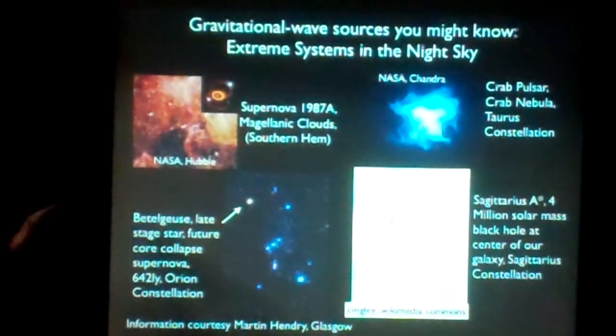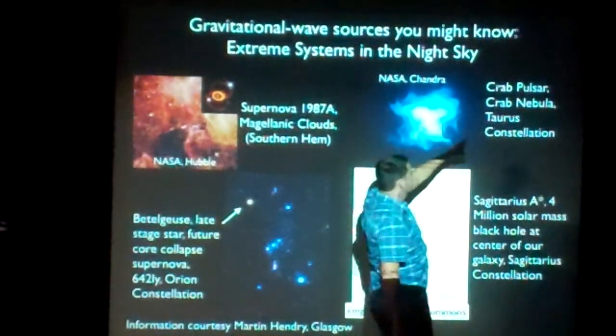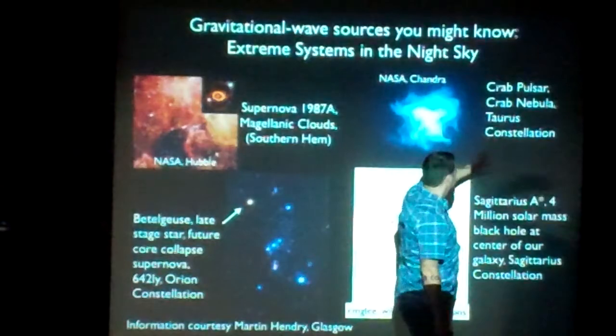That would have emitted gravitational waves, and we had gravitational wave detectors at the time, but they weren't sensitive enough to see it. There's also the Crab pulsar in the Crab Nebula. We're actively looking for this the whole time. That's in the Taurus constellation.